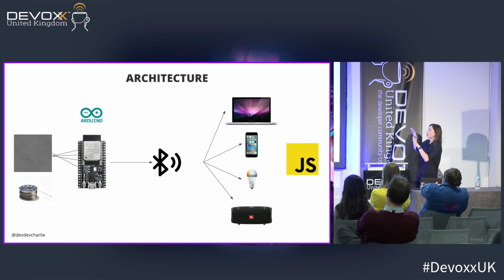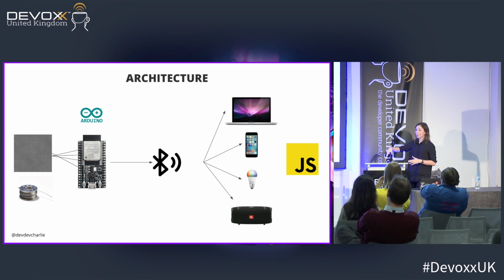In terms of high-level architecture, you have the fabric on the left with the conductive thread connected to different pins of the ESP32. I have a really small Arduino sketch that I upload onto it, and then you broadcast as a Bluetooth device. And that can be picked up by any other device.